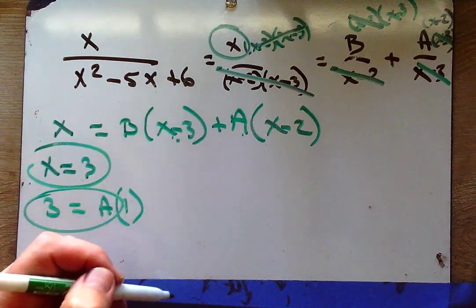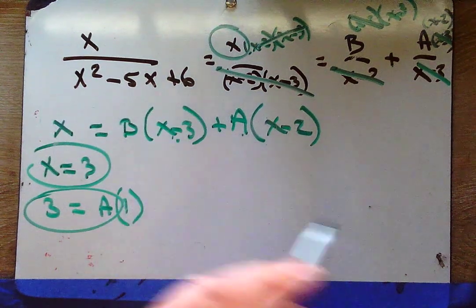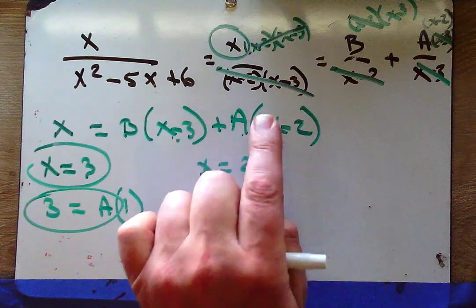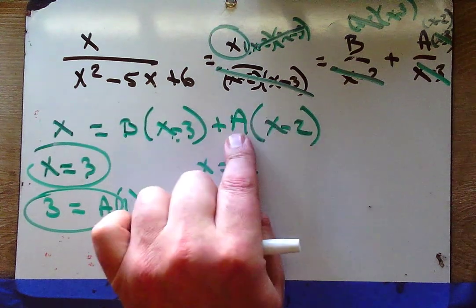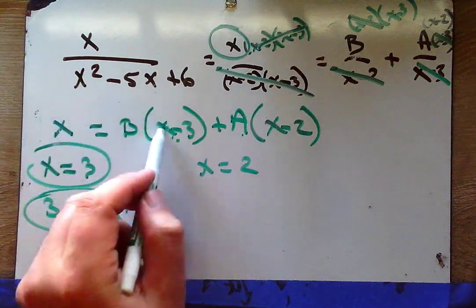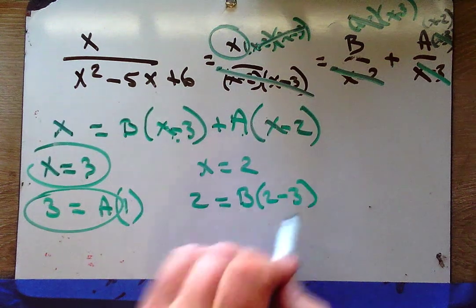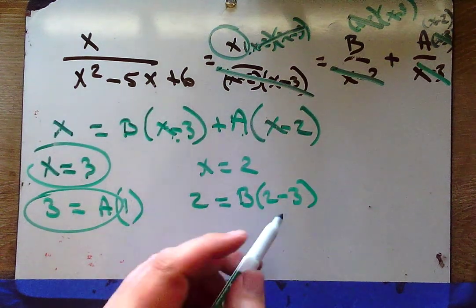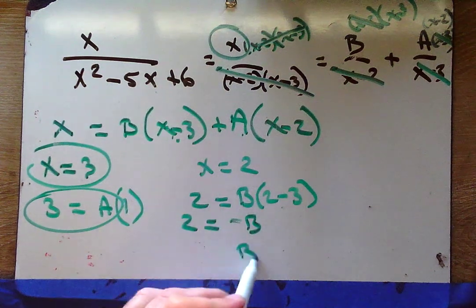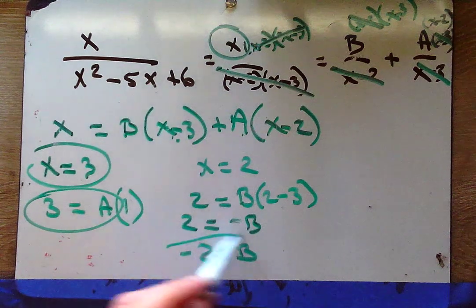Do we see another magic number? What will make a disappear? Right, x equals 2 will make a disappear. Because 2 minus 2 is 0, and 0 times a, poof, no more a. So I'm going to plug a 2 in for these x's. Now here, 2 minus 3, that's going to be negative 1 times b. So negative b equals 2. And if we divide both sides by negative 1, we get b equals negative 2.